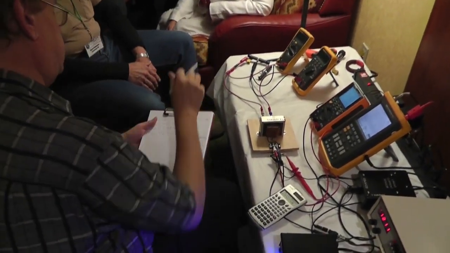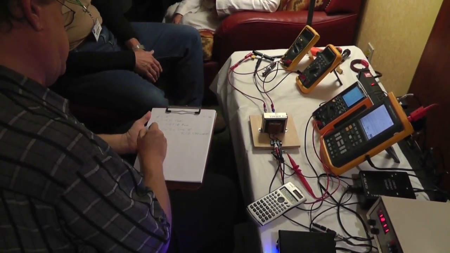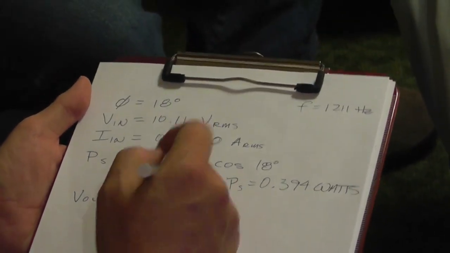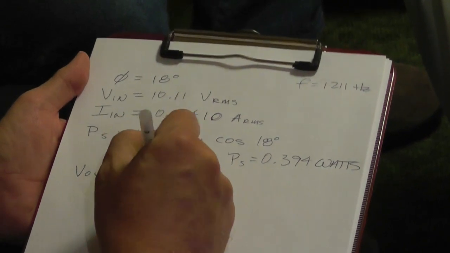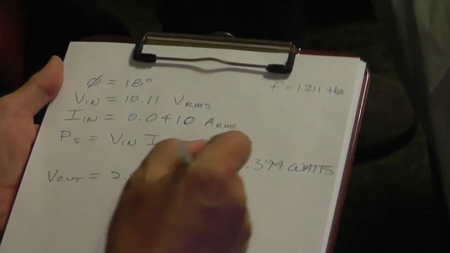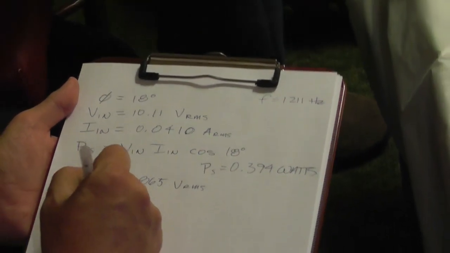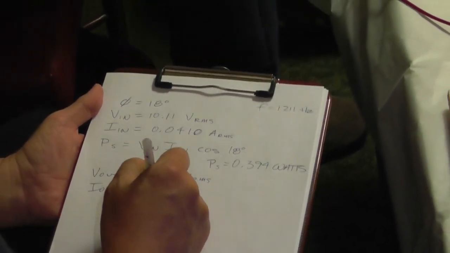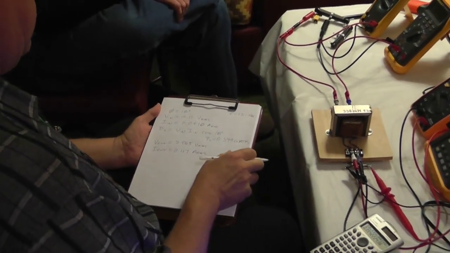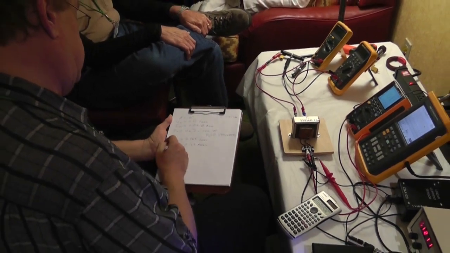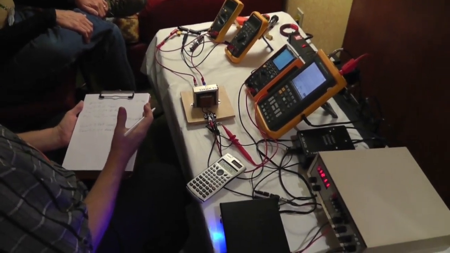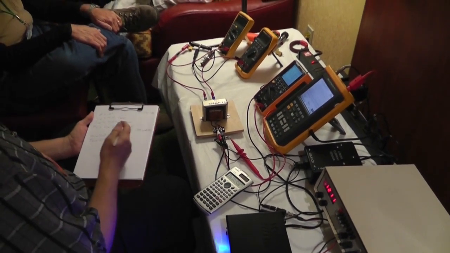Okay? Now we want to look at the output power that's being dissipated by that resistor. So V out, and we just read it right off the meter, is 2.865 volts RMS. I out is 0.117 amps RMS, because our phase angle is zero. And I was showing that to some engineers yesterday that yes, indeed, the phase angle is 0 degrees.